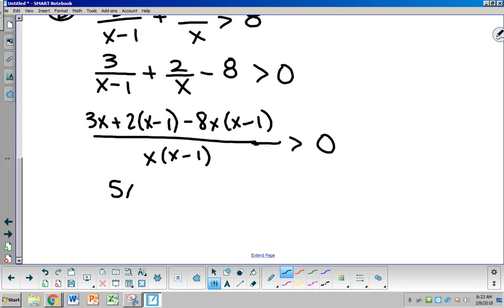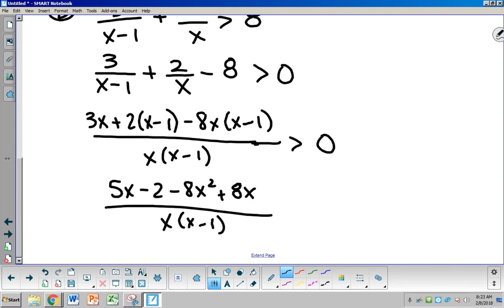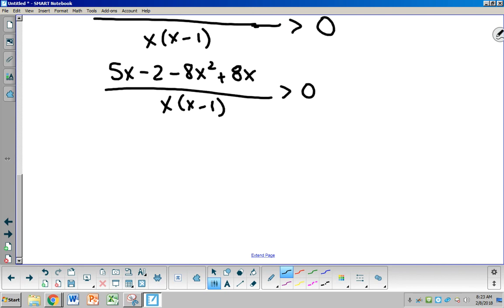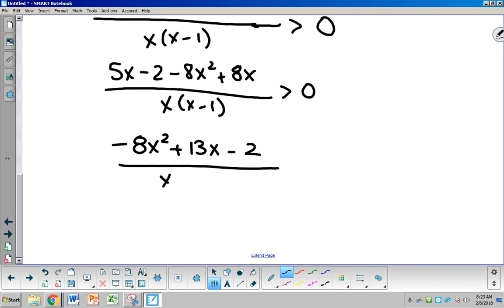So we get 5x minus 2 minus 8x squared plus 8x over x times x minus 1 is greater than 0. You see how it's negative on this side? Negative 8x squared plus 13x minus 2 over x times x minus 1 greater than 0. So we need to know when this expression on the left is greater than 0. So we're going to do that using a sign chart.